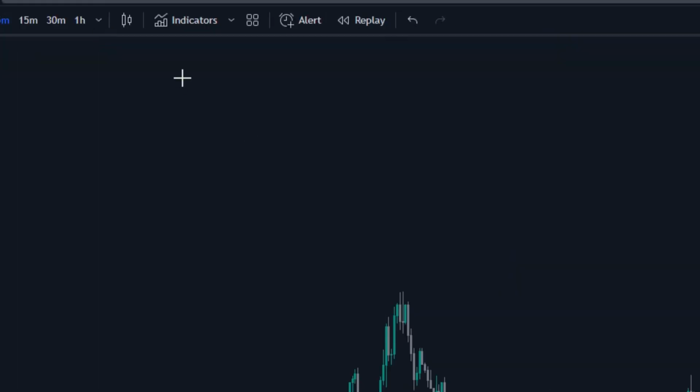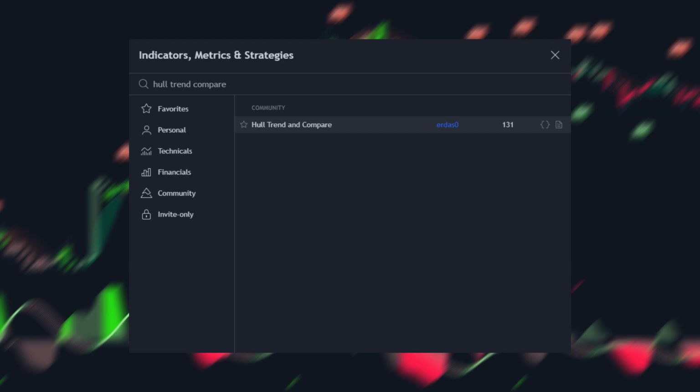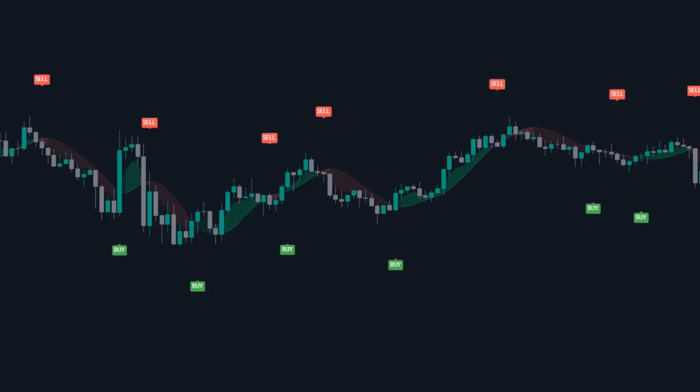First things first, fire up your TradingView and head over to the Indicators tab. We are on the lookout for two key indicators, Whole Trend Compare and Shadow Range Index. Here are the settings. First up, the Whole Trend Compare.